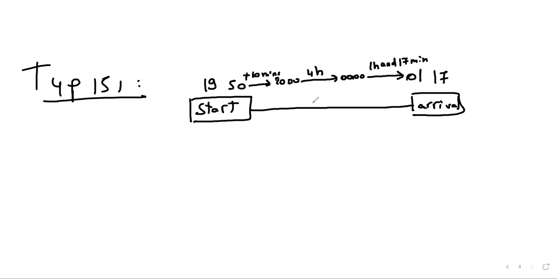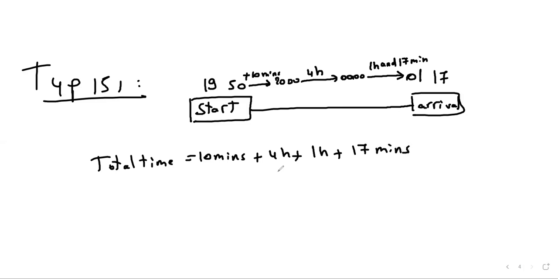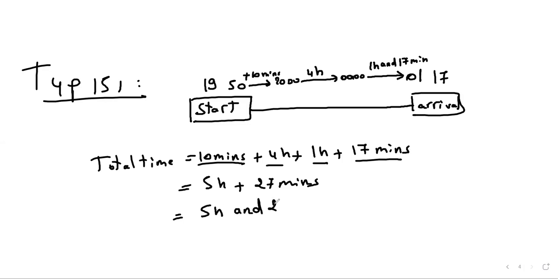So now I need to add all of these together. I have 10 minutes, then add the 4 hours, and then add 1 hour and 17 minutes. Add the hours together: 4 hours plus 1 hour is 5 hours. And after that, I have 10 minutes and 17 minutes, so it will be 27 minutes. So the journey time is 5 hours and 27 minutes.